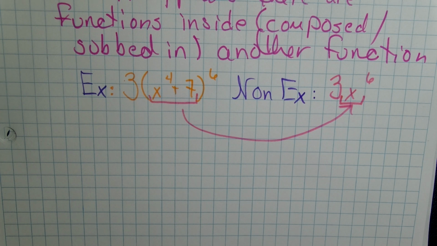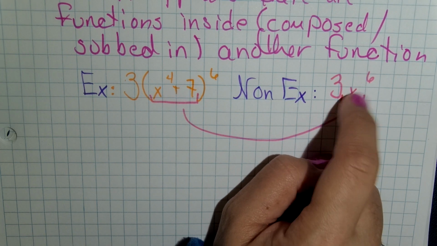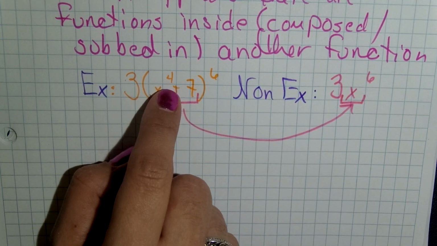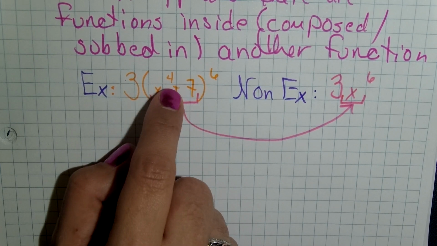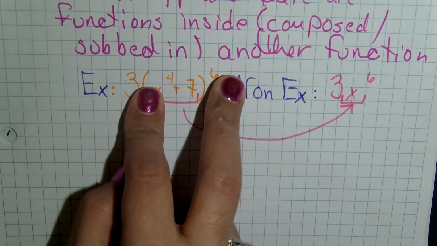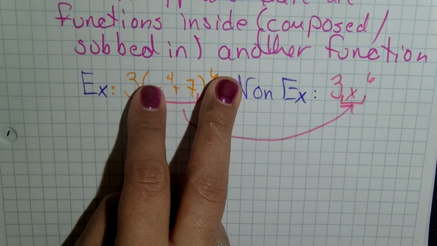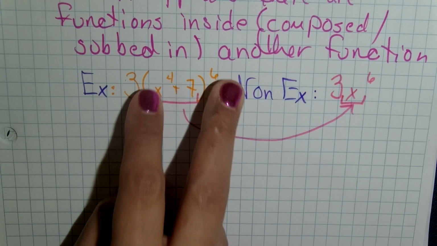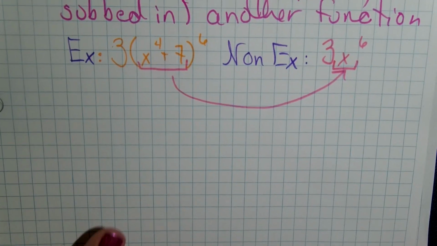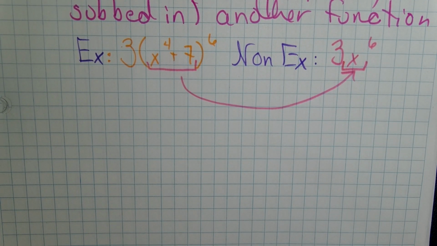Kind of get it? Okay. Again, this is not a composite because we just have a plain old variable with an exponent. Here, we have multiple terms inside where the variable was with the exponent and the coefficient. Okay? So far, so good? Do we understand what a composite function is? If you don't, see me in office hours.